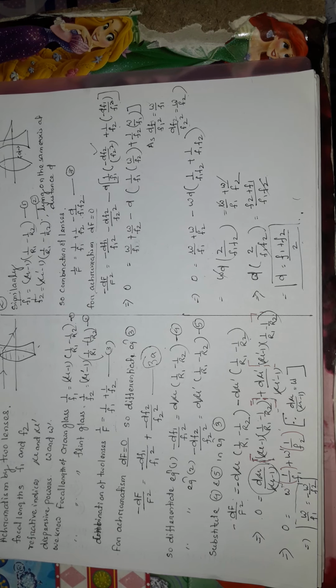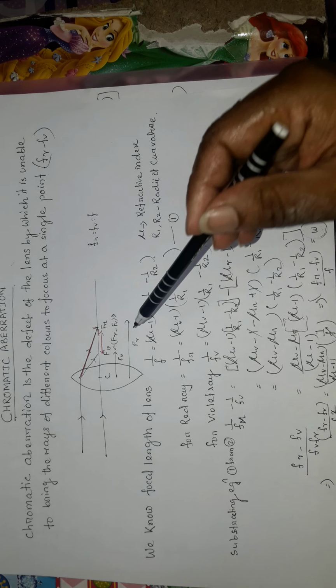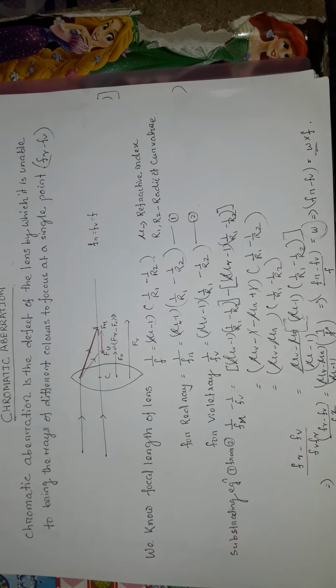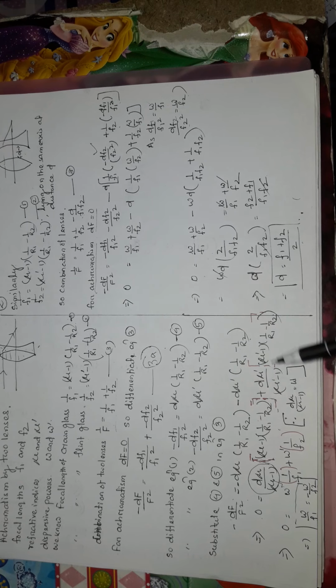So a question will be there: what is chromatic aberration, and discuss chromatic aberration by the ray diagram and the equations or mathematical statement for chromatic aberration and its removal.